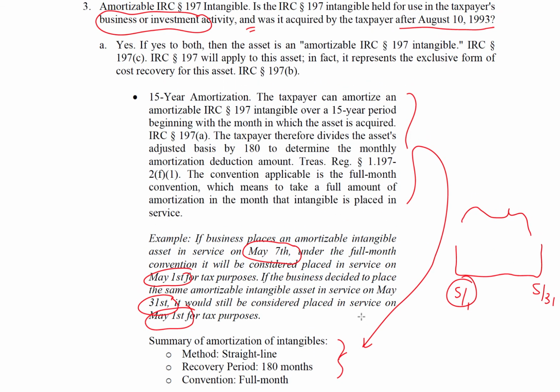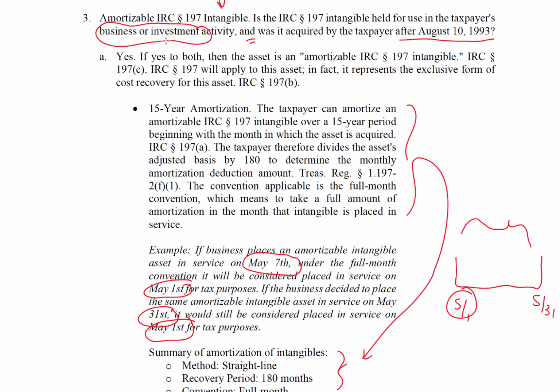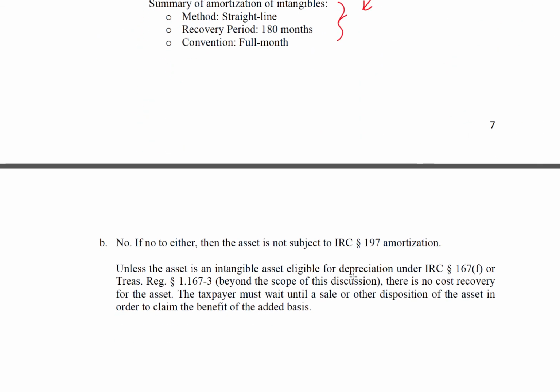Now, if it fails either the business or investment activity test, so it's personal, or it fails being acquired after August 10th of 1993, then unfortunately you cannot take Section 197 amortization. Again, you might be able to do it under Section 167(f) or Treas. Reg. 1.167-3. This concludes our discussion of amortization as well as depreciation.